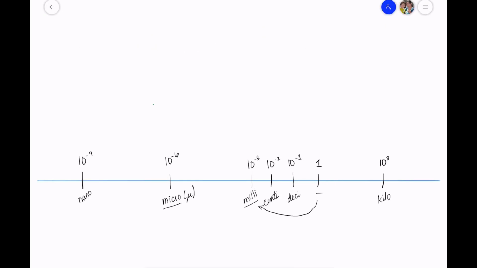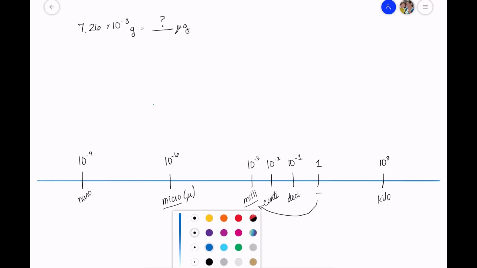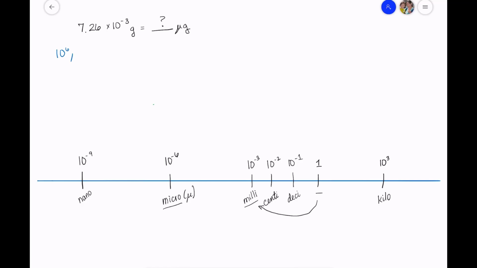So now let's turn and take a look at a different problem that is actually in the lab. This one is 7.26 times 10 to the negative 3 grams equals how many micrograms? So to get started, we're going to look down at our scale and see that micro is 10 to the 6th. So we'll set up our conversion of 10 to the 6th micrograms equals 1 gram. Leave that off to the side and go ahead and start writing out our problem.